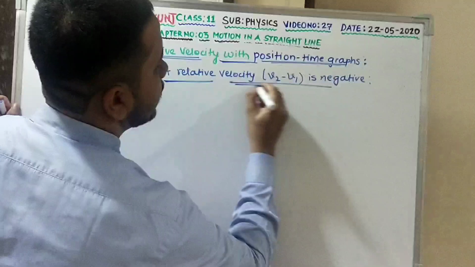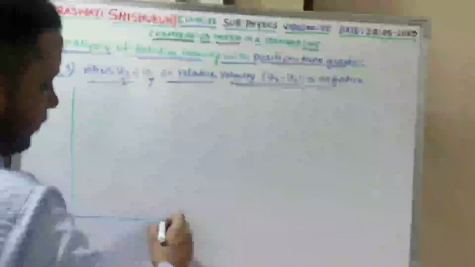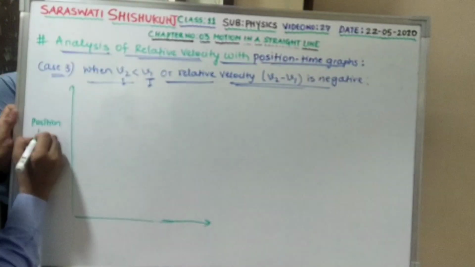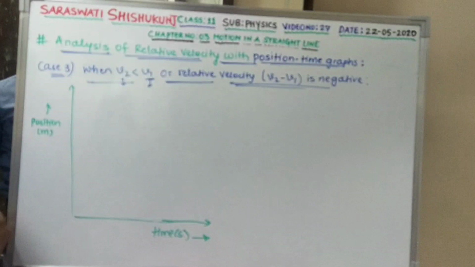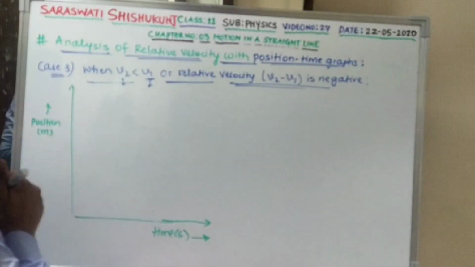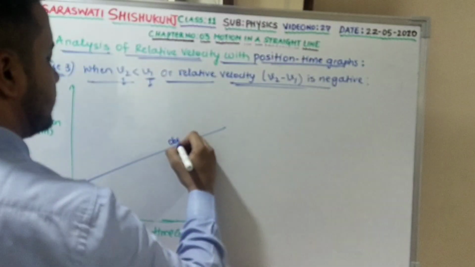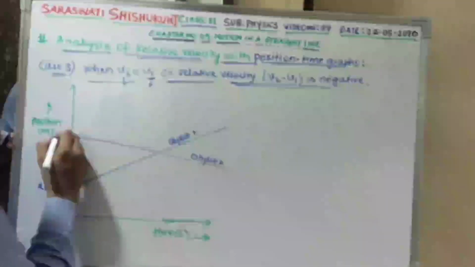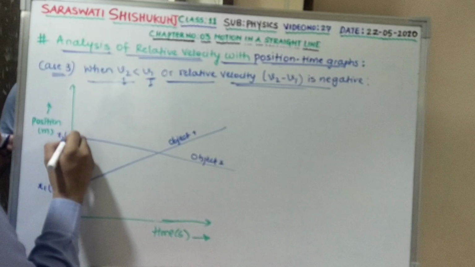Now let us plot the graph over here and then we'll write the theory for that. Suppose we are plotting a graph over here like this. This is your position in meters. This is your time in seconds. Clear? We are considering the two objects. First we will take x10. This is your object 1, and this we can consider to be your object 2. The x position is x20 over here.